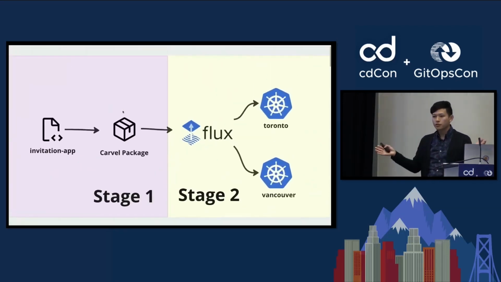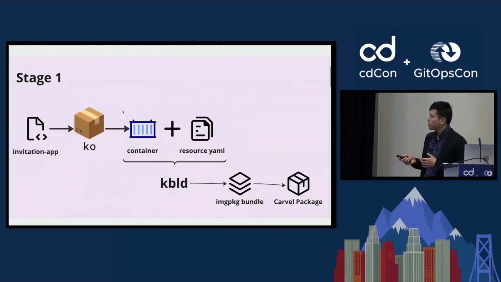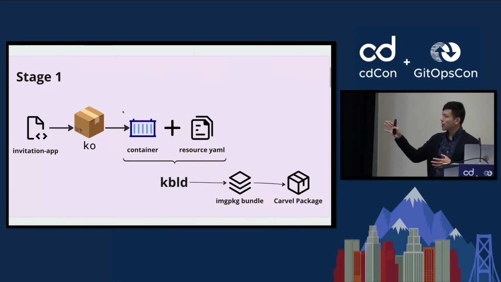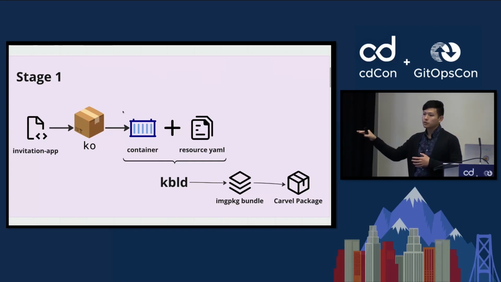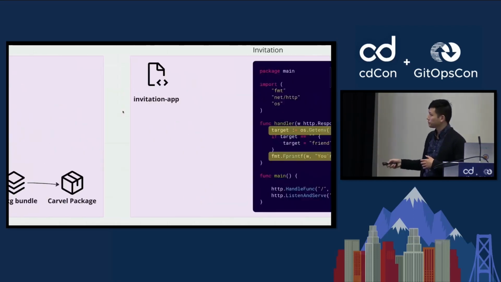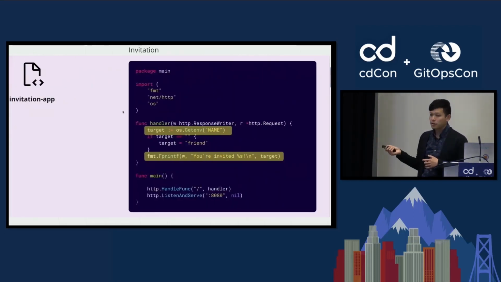So going back to our journey for taking our application to the multiple clouds, stage 1 and stage 2. Stage 1 has a little bit more steps involved. We start off with a Golang app. We're going to use code to build the container. We're going to write our resource YAML. We're going to use that kbuild tool from Carvel to create the image package bundle and then wrap it up into a Carvel package.